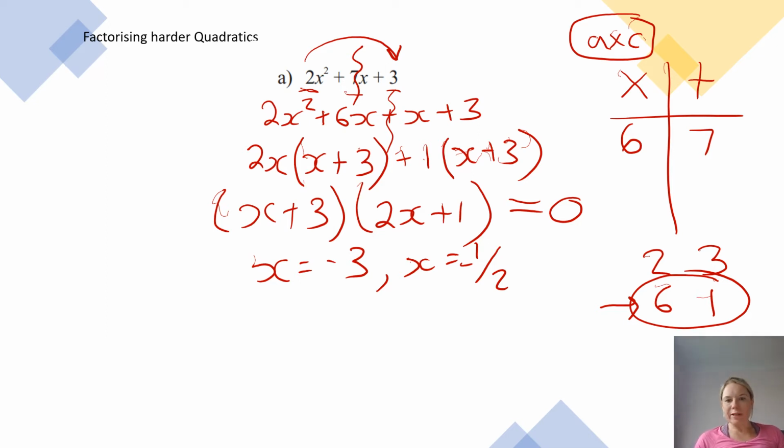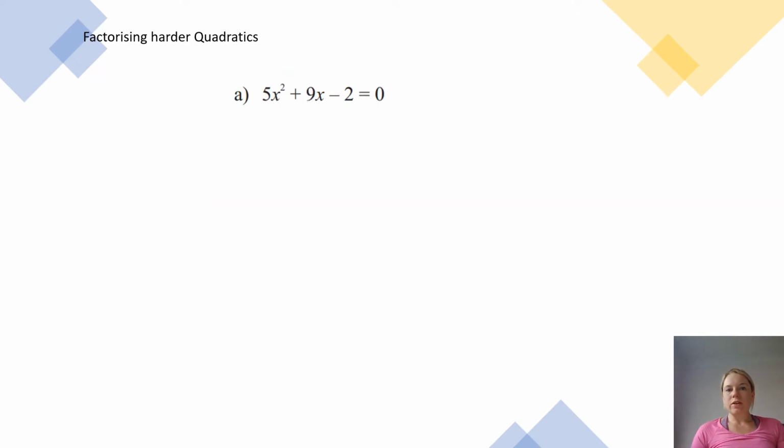I'm going to just do one more example. And again, it is a GCSE, but you could easily get away at GCSE with not knowing this, and it doesn't come up very often. So let's just look at the next one, factorising harder quadratics. We've got a 5 here and a minus 2. I'm going to show you another method now, just to mix it up a bit.